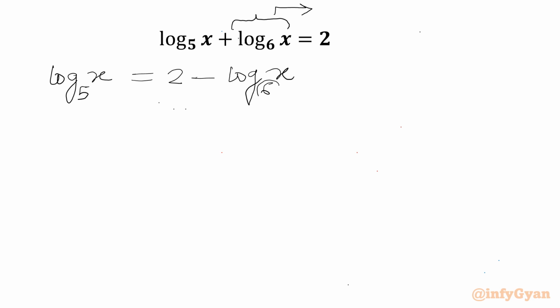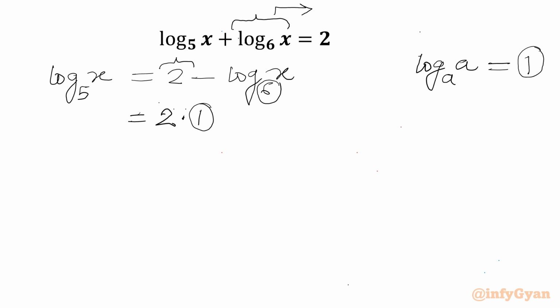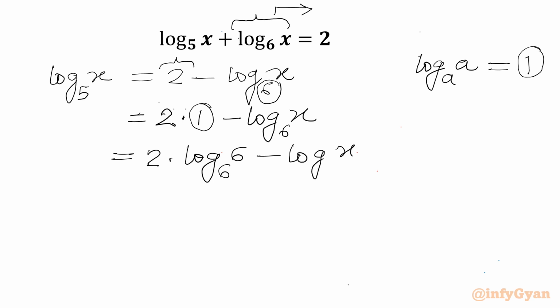Now here we have base 6. Can we write 2 in log with base 6? So yes, we can think about one log property, log a with base a equal to 1. So I can write this 2 as 2 times 1, and this 1 we can replace with log 6 with base 6. So I can write 2 times log 6 with base 6 minus log x with base 6.